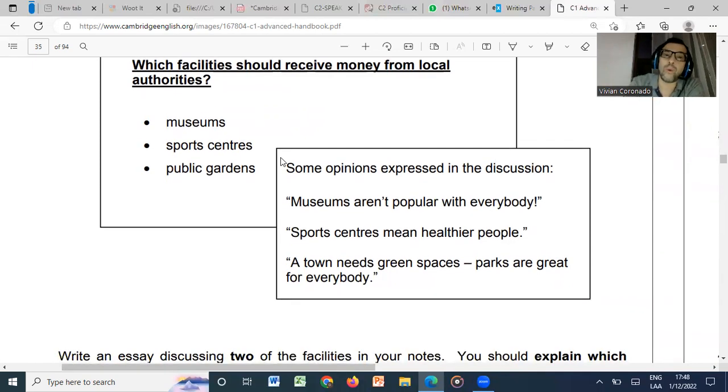Secondly, we can use some of these phrases to start one of our paragraphs, but it's optional. You don't need to do it. But this other box is for us to write, or if we are out of ideas, then we can use some of these expressions to start our essay.